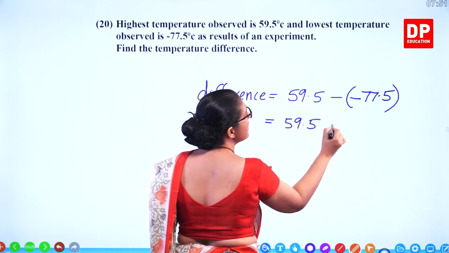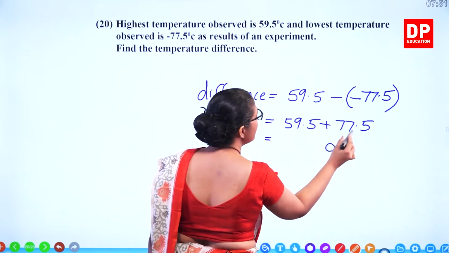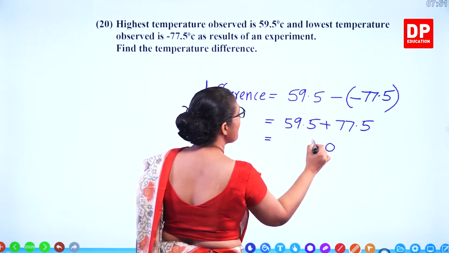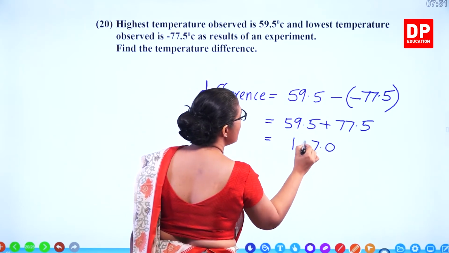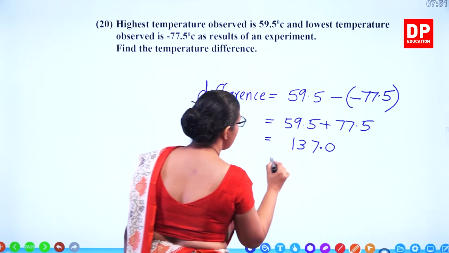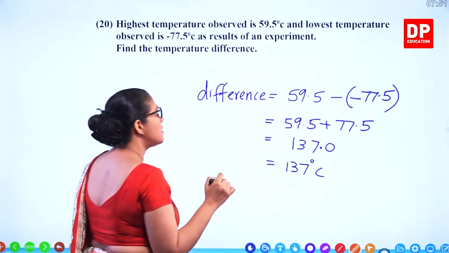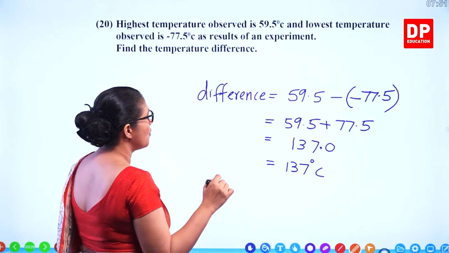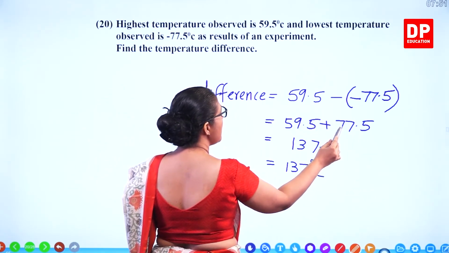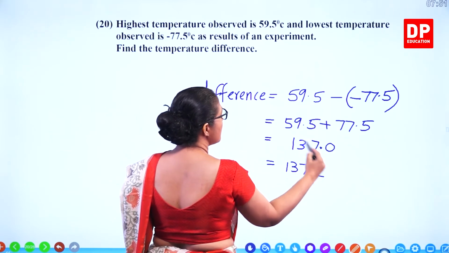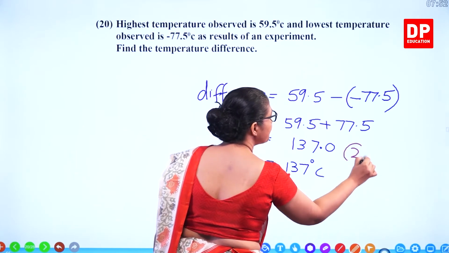You are adding these two. So when you add these two, you get 1 remaining, 8 plus 5, 13. So 137 Celsius is the difference. So again check, 5 and 5, 10, 17 and 13. So 137. So 2 marks for that.